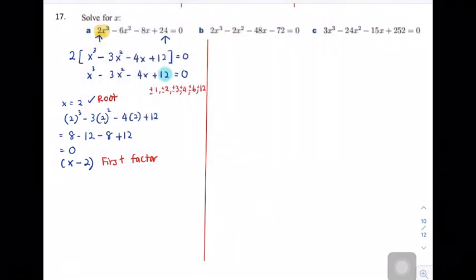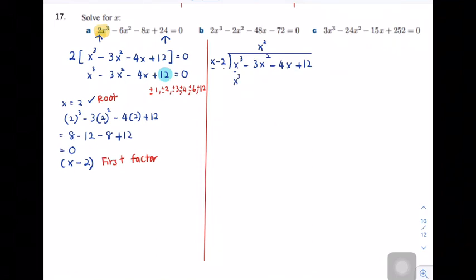Next, what do we do? Yes, we have to do long division. So x cubed minus 3x squared minus 4x plus 12 divided by x minus 2. So x to become x cubed, times x squared. X squared times x is x cubed. X squared times 2, negative 2x squared. Okay, minus, so x cubed minus x cubed is 0. Negative 3x squared minus, and minus, so plus 2x squared becomes negative x squared only.